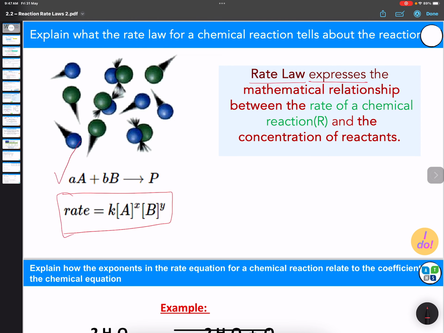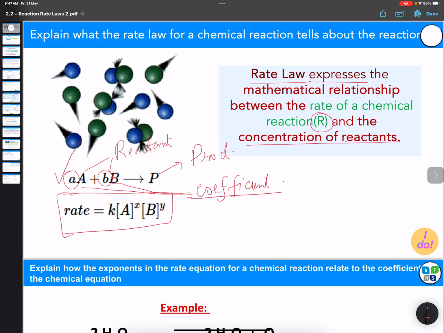And we have been given a generic reaction where A and B are the reactants and P is representing the products, where small a and small b represents the coefficients. Now, when we have to write a rate law, we need to consider the R, which is representing the rate or the speed, and the concentration of the reactants, because rate depends upon concentration of reactants, and concentration is represented as square bracket. So how will you write the rate expression, rate law expression, or rate law?